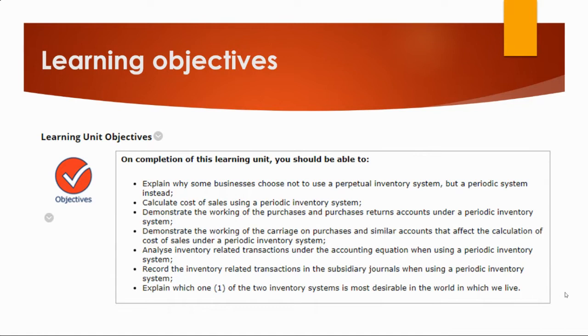The biggest thing that you need to know for this learning unit is how to actually record the information using the periodic inventory system in your accounting equation as well as your subsidiary journals. So that means your cash journals, your credit journals, your general journal. And then also to know how to calculate the cost of sales in terms of the periodic inventory system. So those are the three things I would focus on when studying this learning unit.